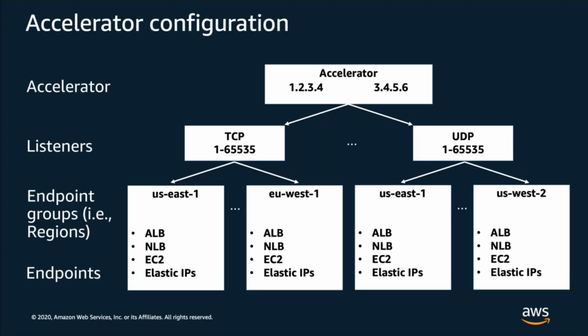This could be lists of ports, port ranges, an individual port. And then you associate endpoint groups. An endpoint group is effectively a region to each listener. And you can set up to 10 different regions, and in each endpoint group, you can set a single or multiple endpoints. This could be application load balancers, network load balancers, EC2 instances, and elastic IPs. This is the hierarchy that you can set up.